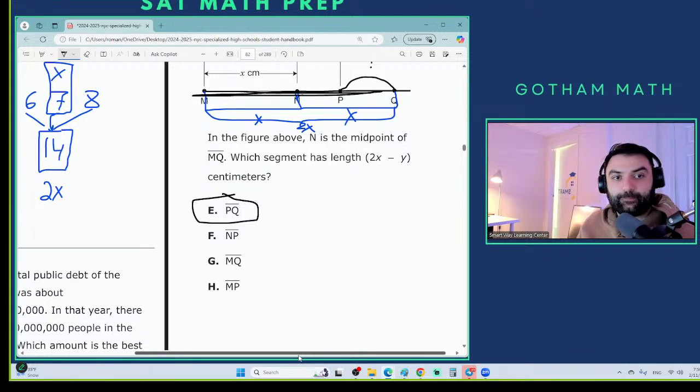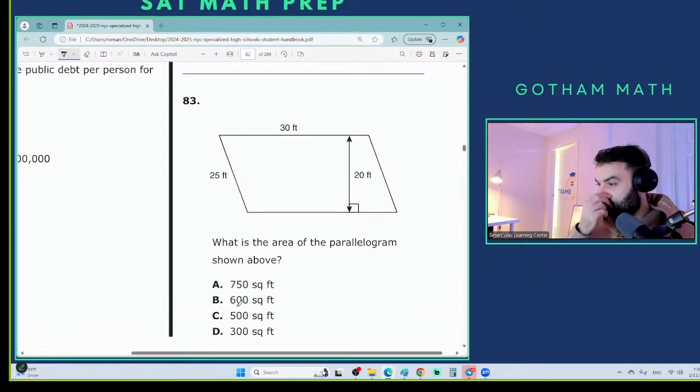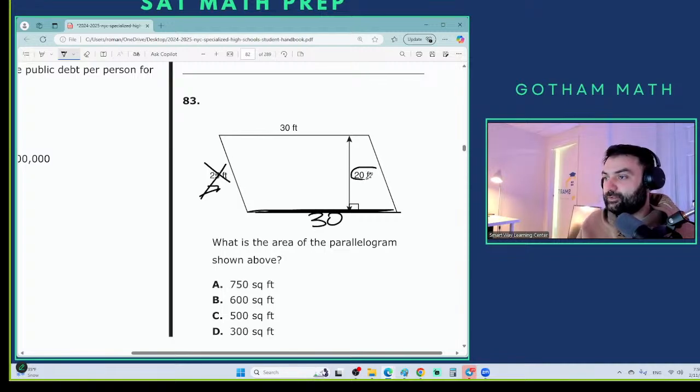Next. 83. What is the area of the parallelogram shown above? Area of a parallelogram is base times height. Base is 30. Height is not 25. The height is 20. That's from the lower base to the higher base. 30 times 20 is 600. B.